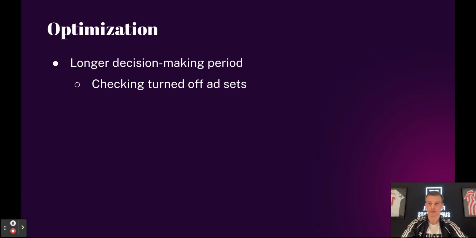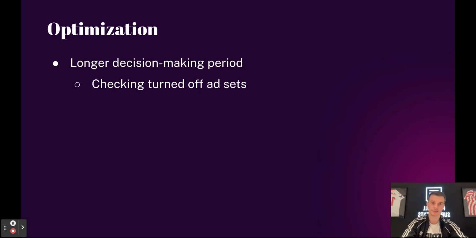That's the first thing. You don't want to optimize on a day-to-day basis and miss some of the data that could potentially result in a different decision about turning off or increasing the budget on your ad set. The second thing is make sure to check all the turned off ad sets.